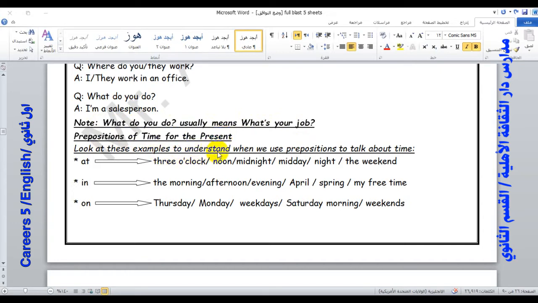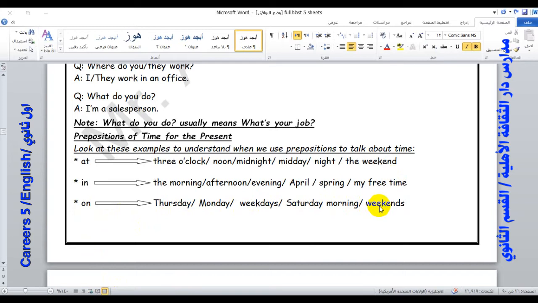Prepositions of time for the present. Look at these examples to understand when we use the prepositions to talk about time. Here there are 3 prepositions. It has the same meaning. at بمعنى في, in بمعنى في, on بمعنى في. At is used with at 3 o'clock, at noon, at midnight, at midday, at night, at the weekend. In the morning, in the afternoon, in the evening, in April, in spring, in my free time. On Thursday, on Monday, on weekdays, on Saturday morning.